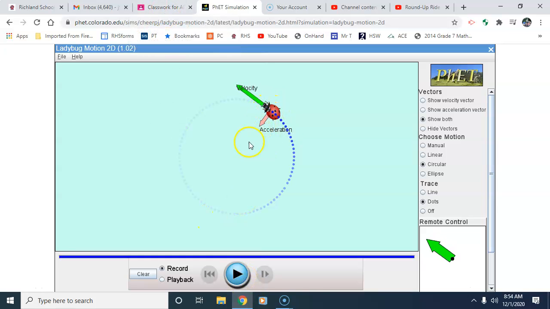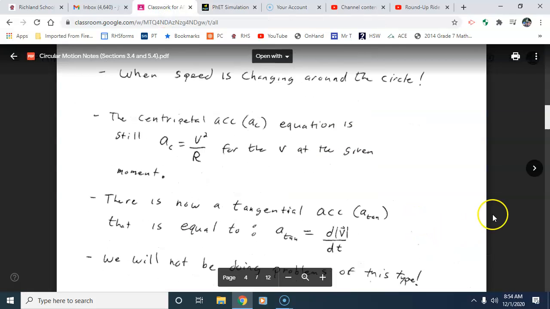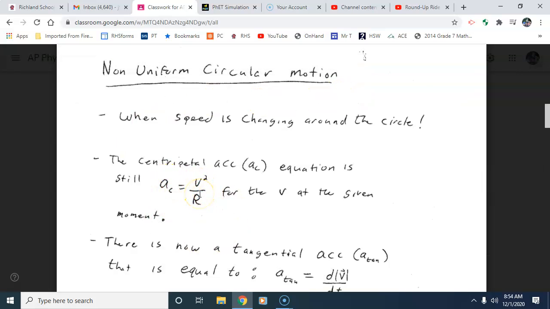And the reason why the acceleration is towards the center, the centripetal acceleration, is because the force is towards the center. We learned in the past with Newton's second law that the direction of the net force will also be the direction of the acceleration. So if that force is inward, the acceleration is inward. All right. So if we do have non-uniform circular motion, though, then really the only formula that's good is AC equals V squared over R for the given V at any moment.